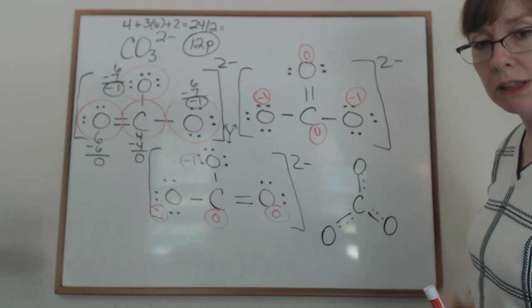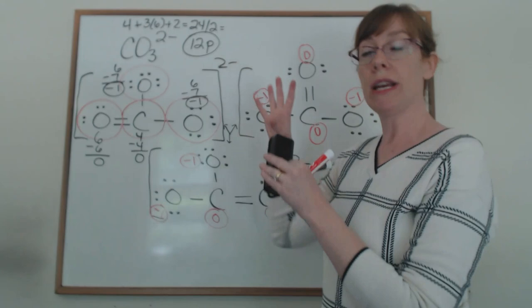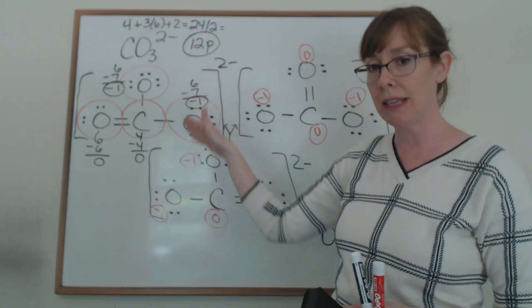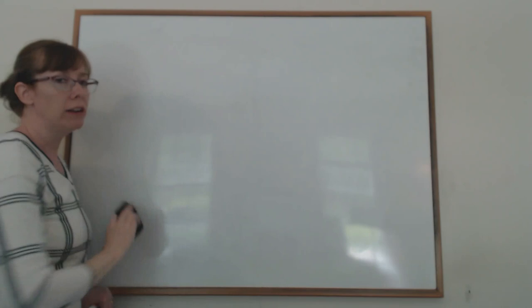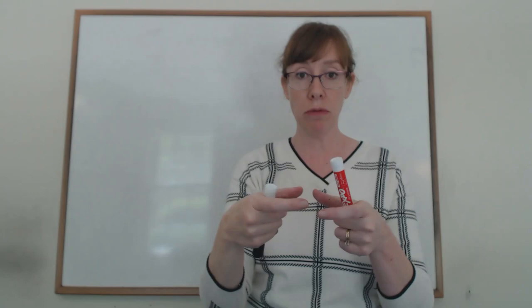And so that's how you can tell that you can draw three resonance structures, but these are all equal because they have the same amount of formal charge. Let's do one more to nail this point of formal charge down. Formal charge is the decider, the final arbiter of which Lewis structure is best, or whether they are all equal contributors to the real molecule.